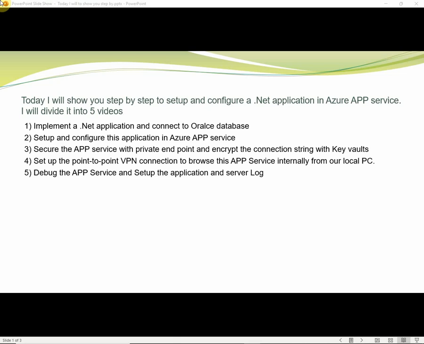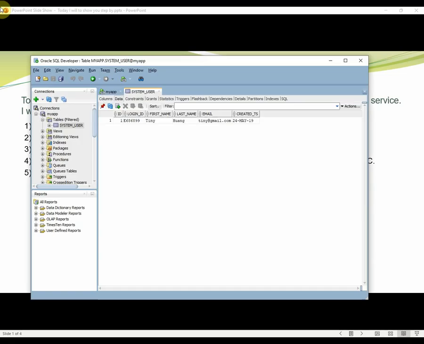Now let's start the implementation. I already installed the Oracle database in my local PC, so you can see there's one table, system user table. I will write a .NET application to query this table and return the user first name and last name.